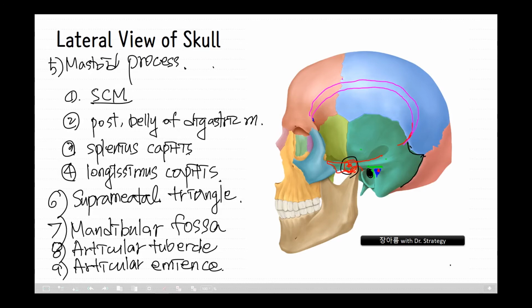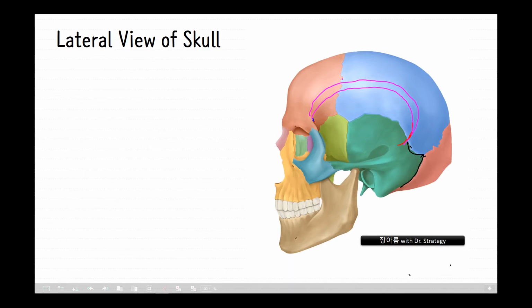As I said, the next structure is the post-glenoid process. The post-glenoid process is a small process of the temporal bone separating the mandibular fossa from the external acoustic meatus. This black star is the post-glenoid process.